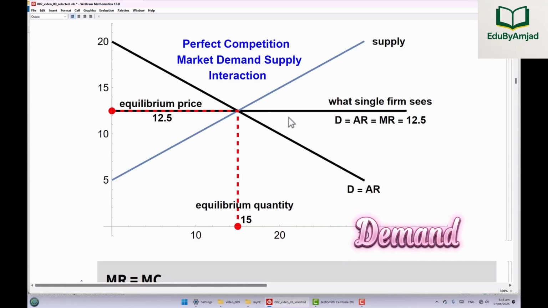This is the horizontal demand curve at the given price. That's how a single perfectly competitive firm perceives it. Each firm is a price taker. Therefore, the perfectly elastic demand curve indicates it can sell any quantity it wants at the market price of 12.5, but cannot influence the price by the quantity it brings to the market because it is a negligibly small quantity.